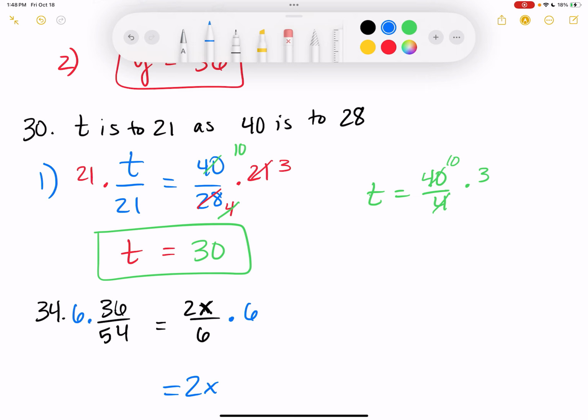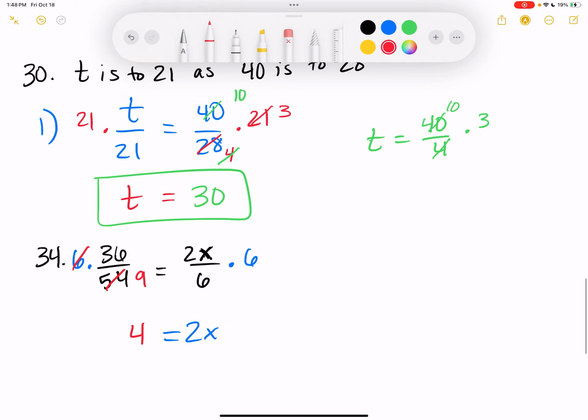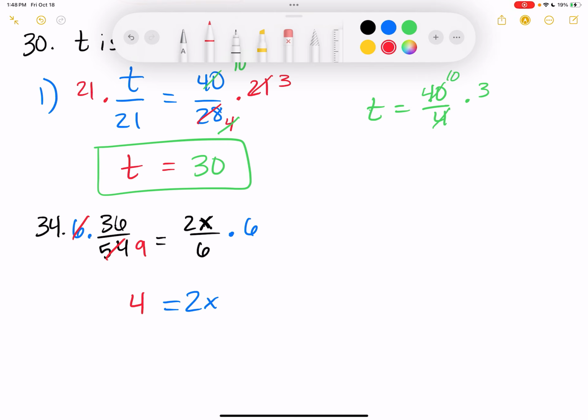I would do the 6 into 54 is how many times? 9. So I've reduced all that, and I'm left with 36 over 9, which is 4. So I now have 4 equals 2x. What would my next step be? Divide by 2. So 2 equals x.